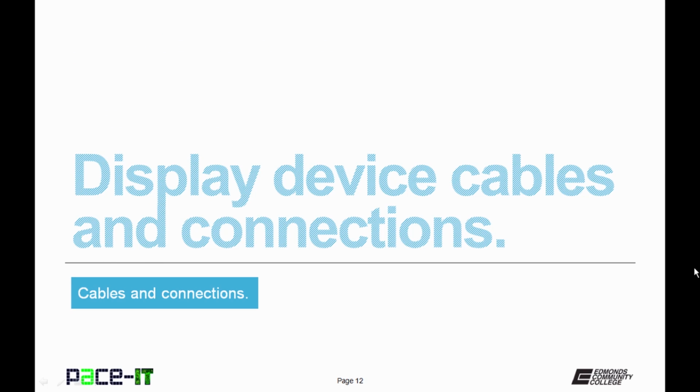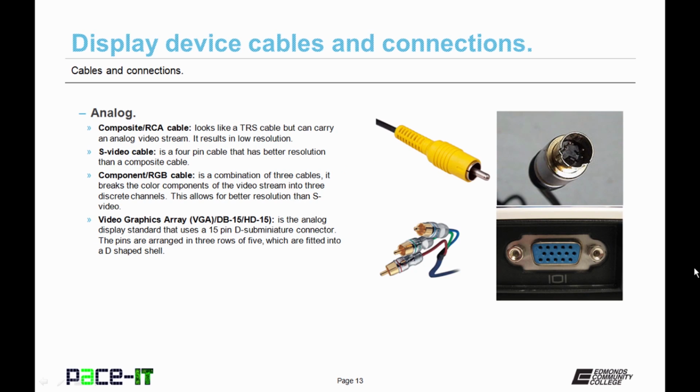So now let's move on to display device cables and connections. And we're going to begin with analog cables and connections, and the first one up is the composite RCA cable. Now, this looks like a TRS cable, but it can carry an analog video stream. The end result is the lowest level of resolution that you can deliver to a monitor. Slightly better is the S-video cable. It is a 4-pin cable that has better resolution than a composite cable, but still not very good resolution.